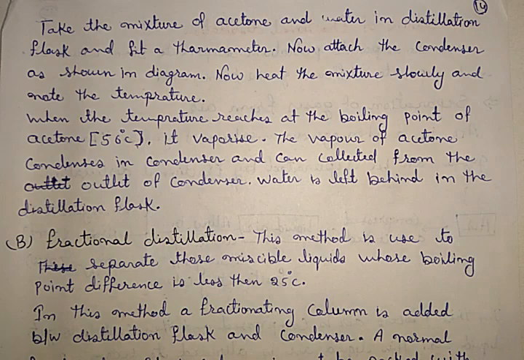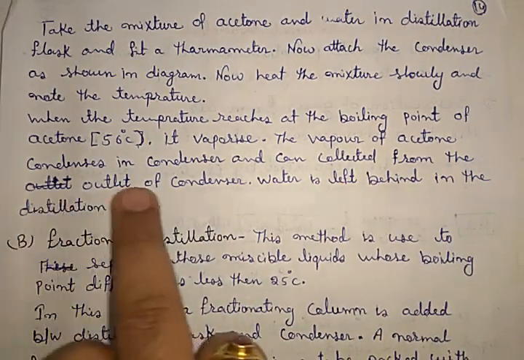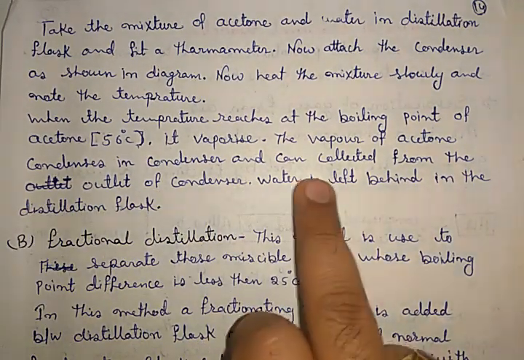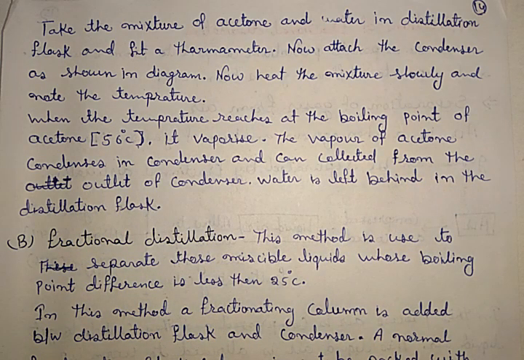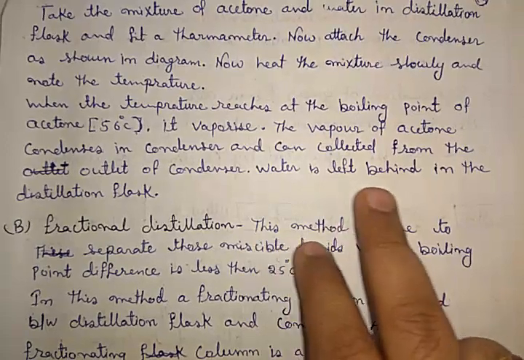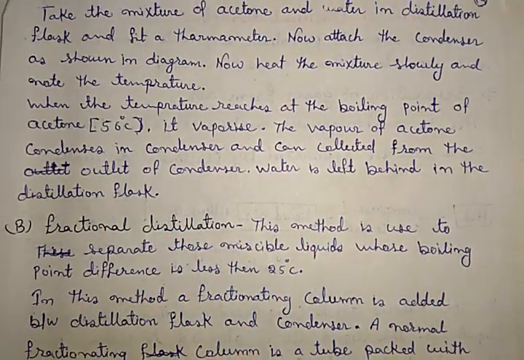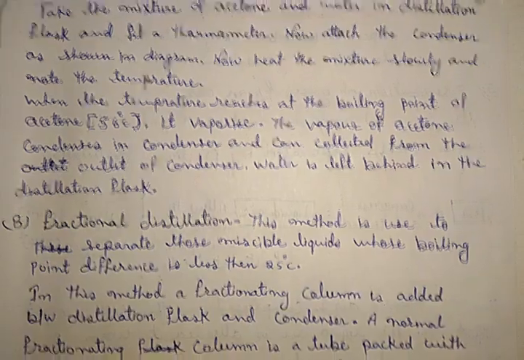into the gas form. The vapor of acetone condenses in the condenser and can be collected from the outlet of the condenser, that means at the second side, the downside of the condenser, while the water, which has a high boiling point, is left behind in the distillation flask. So in this way we can easily separate two miscible liquids which have a boiling point difference of 25 degrees Celsius or more.